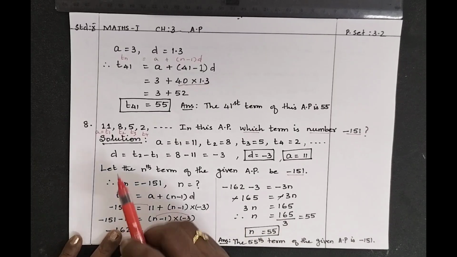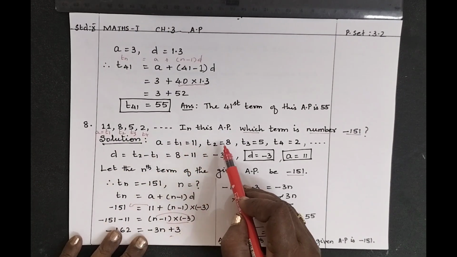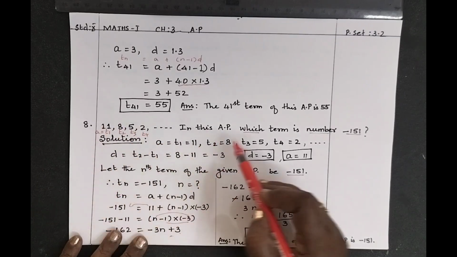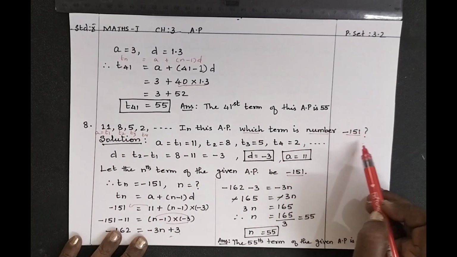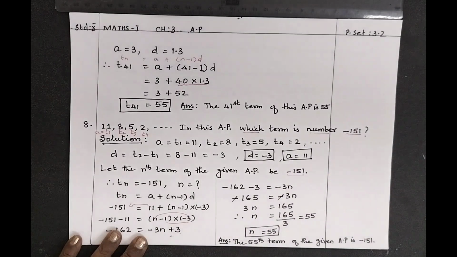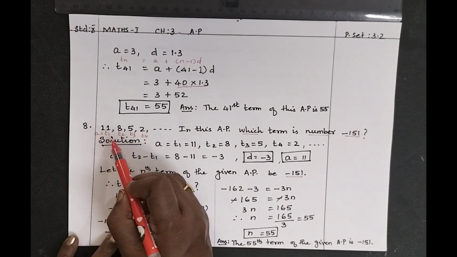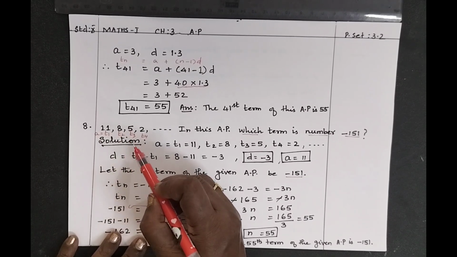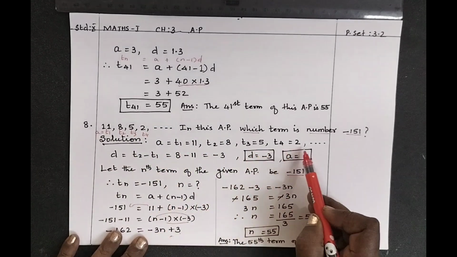Next, 8th sum: 11, 8, 5, 2, etc. This is an AP. So which term is number minus 151? Now 11 is the first term, that is a, and T1 is 11, T2 is 8, T3 is 5, T4 is 2. So let us write this way.